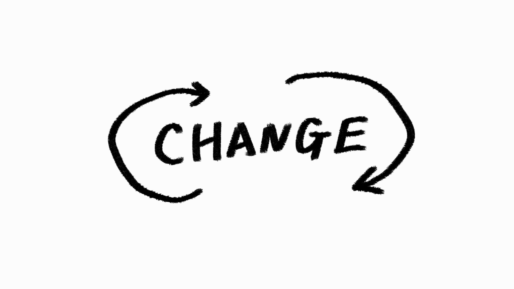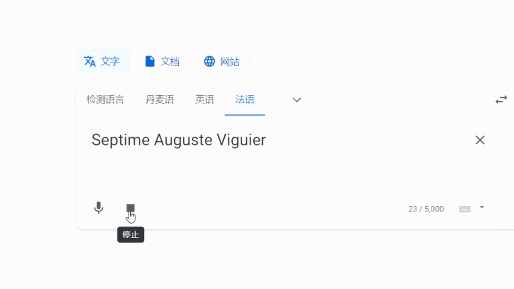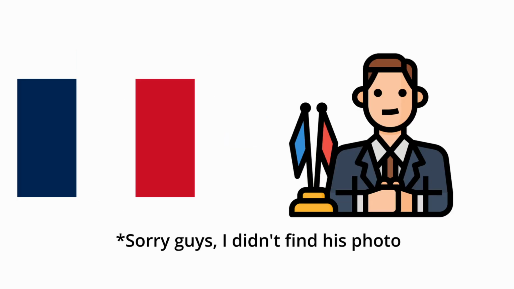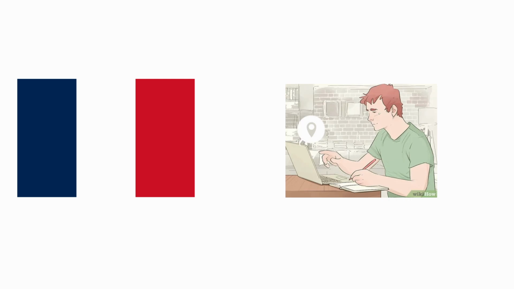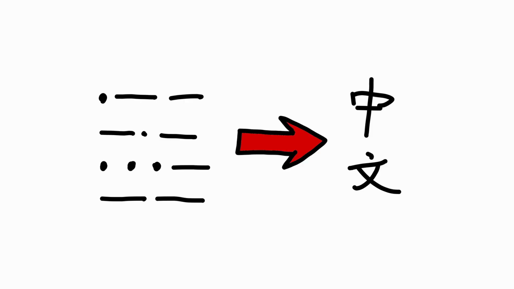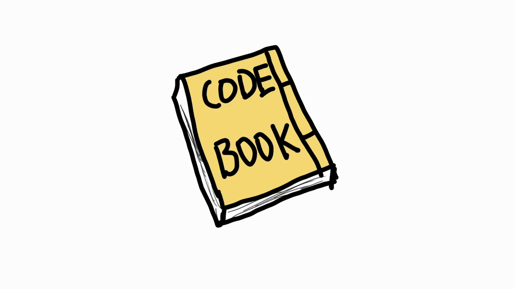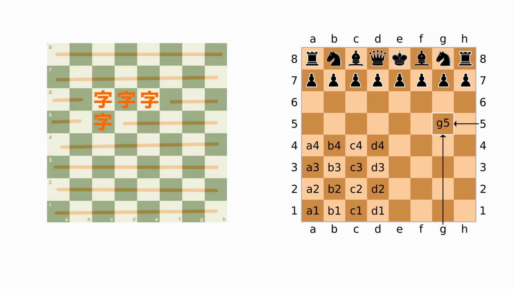And this man is Septime-Auguste Viguier, who was a French diplomat and also a researcher of Chinese character telegraph code. Even in 1870, he had published his Chinese telegraph code book. This way is like the algebraic notation in chess.